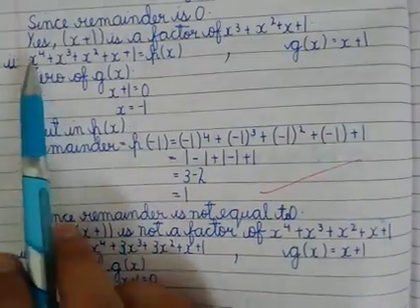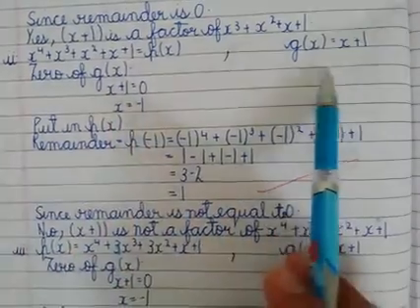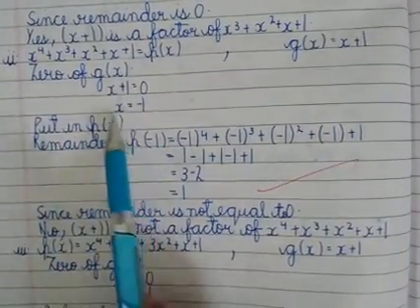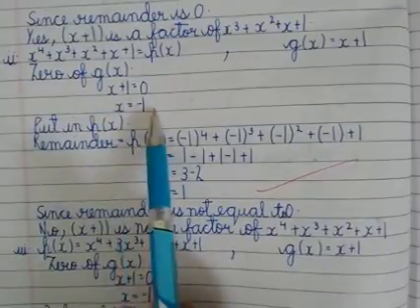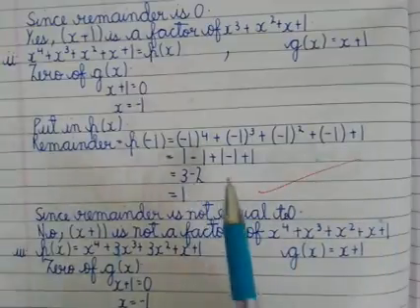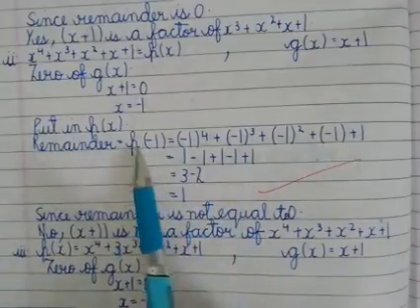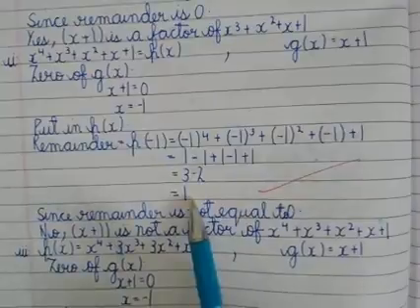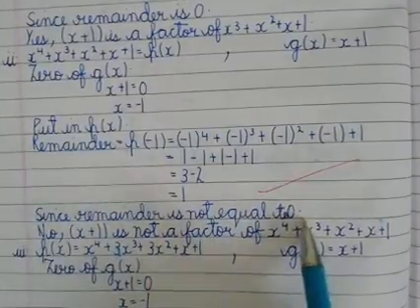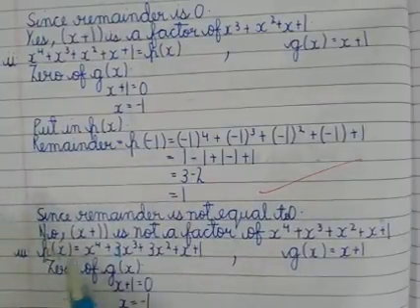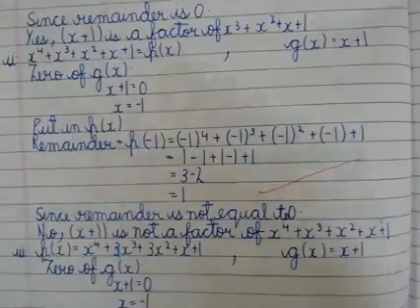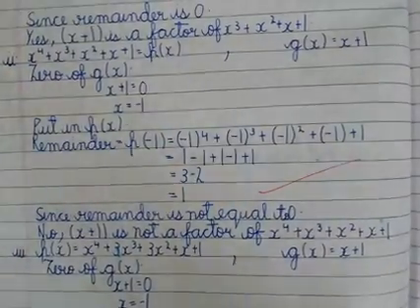In the second part, this is the polynomial and the same g(x). So put the 0 of g(x) in p(x), meaning the value of x is equal to minus 1. We have to put it in the polynomial. After substituting this value in p(x), we are getting 1, meaning the remainder is 1. Since the remainder is not equal to 0, no, x plus 1 is not a factor of the given polynomial.